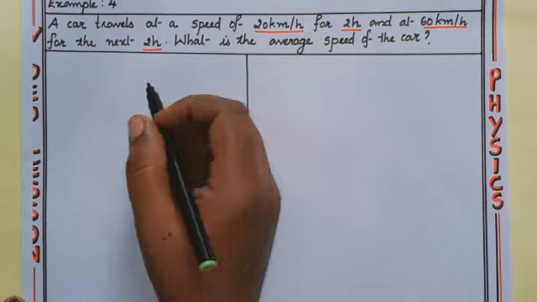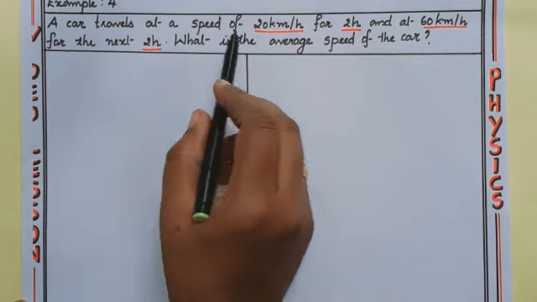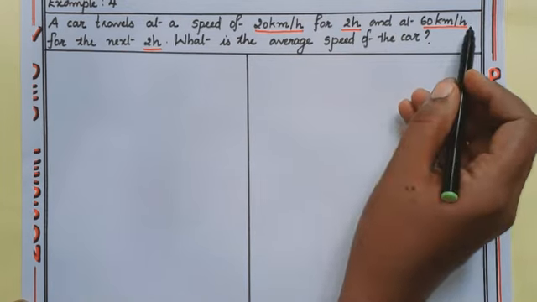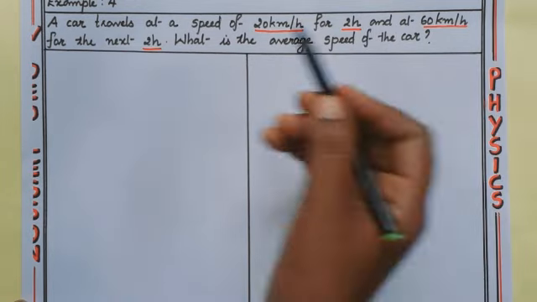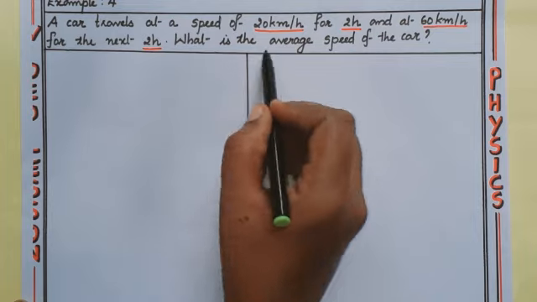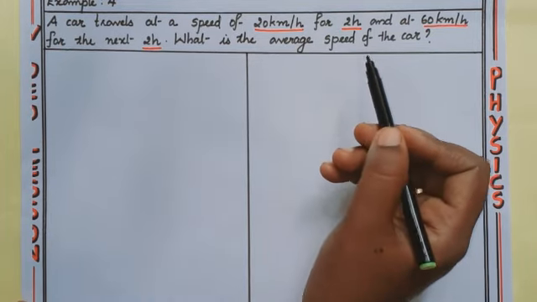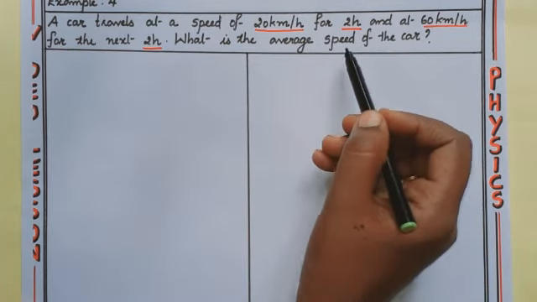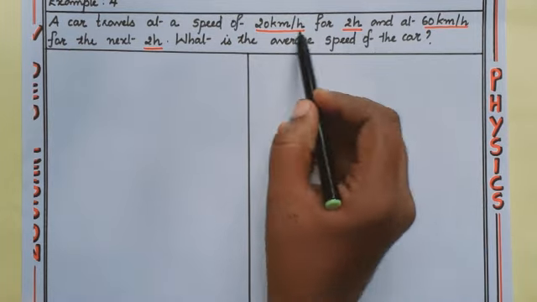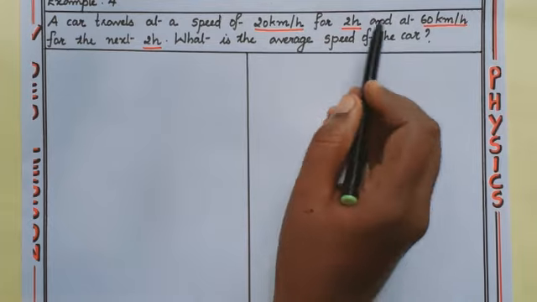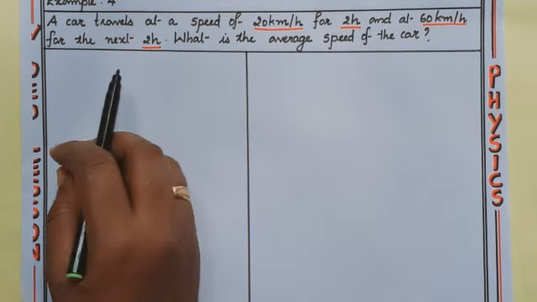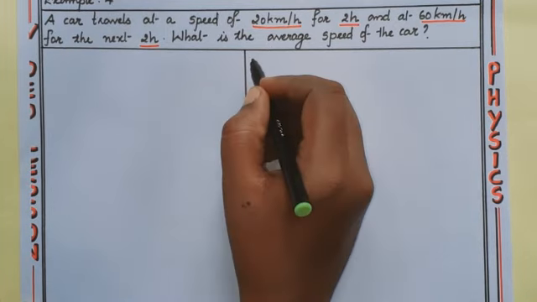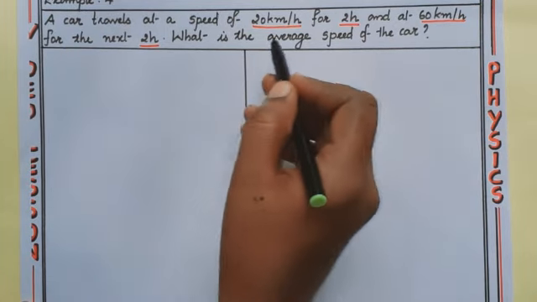Example 4. A car travels at a speed of 20 km per hour for 2 hours and 60 km per hour for the next 2 hours. What is the average speed of the car? How can you find average speed? Total distance by total time. Here distance is not given, only the speed is given, so we can find the distance separately.